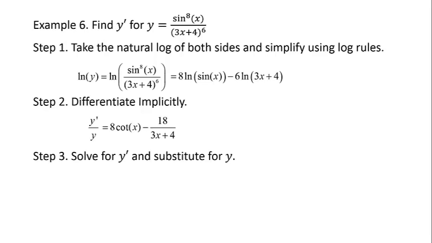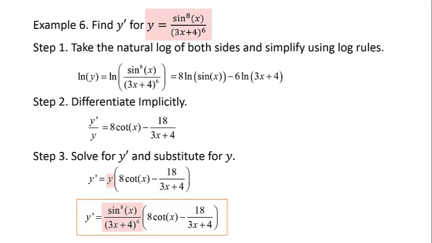Our third and final step is to solve for y prime and substitute for y. We solve for y prime by multiplying y to the other side of the equation. And then we plug in that y equals sine of x to the 8th power divided by 3x plus 4 to the 6th. Awesome, so we found our derivative.